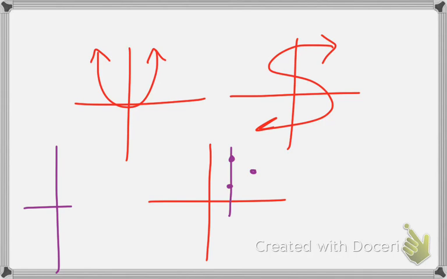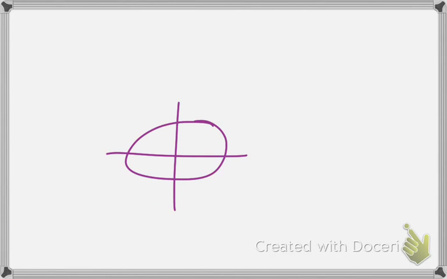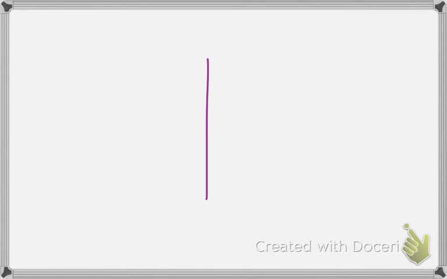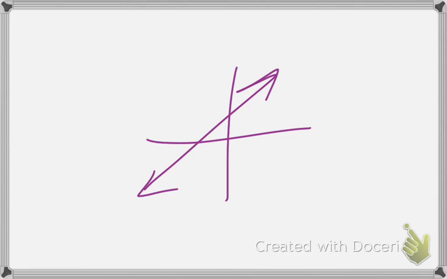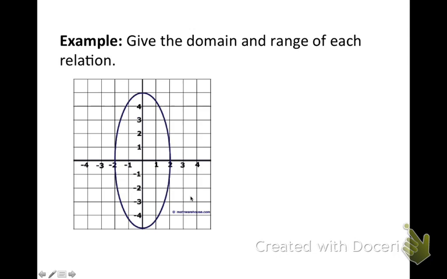If I had this as my graph, would that pass? No. Would this pass? No, that would not pass. Would that pass? Yes, right? Because it doesn't go more than once. Would that pass? Yeah. Okay, a linear equation is a function. So, using the vertical line test, you should be able to determine whether something is a function or not.